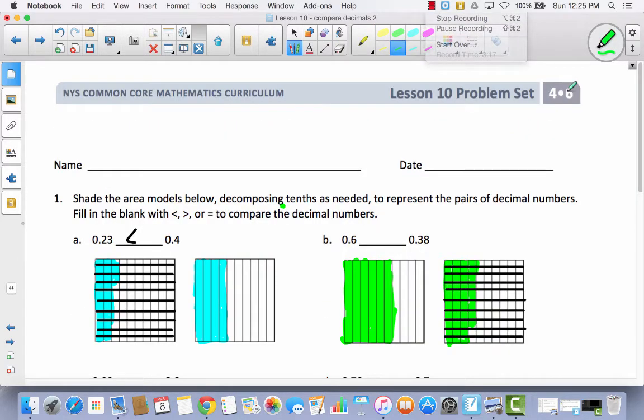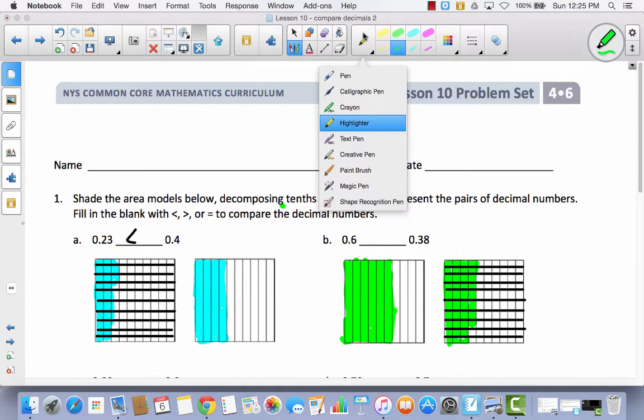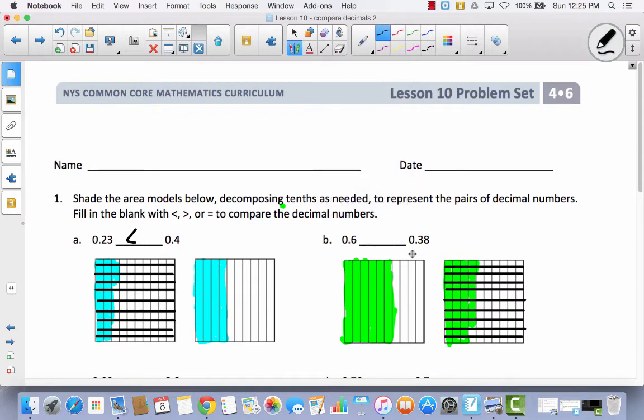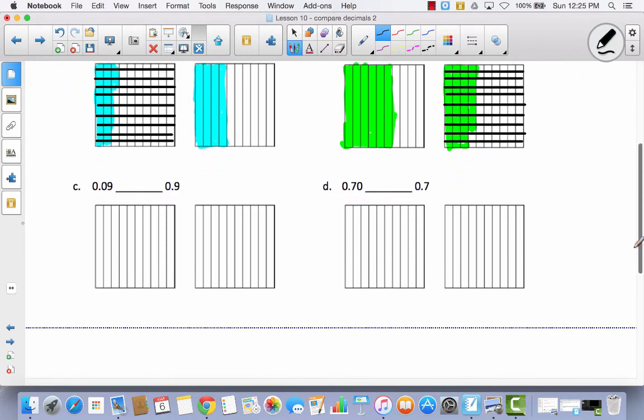Okay, so let's take a look here. And you can see in the first area model, I shaded 1, 2, 3, 4, 5, 6 tenths. In the second one, I had to decompose because these were hundredths, and I shaded 10, 20, 30, 8 hundredths. So by looking at the area model, you can tell which one has the most shaded. Well, 6 tenths has more shaded than 38 hundredths. So 6 tenths is greater than 38 hundredths.